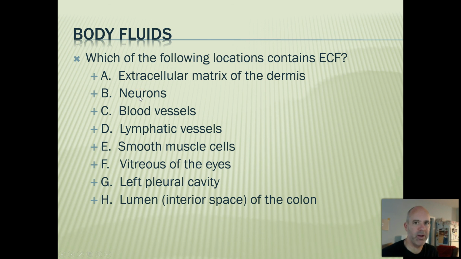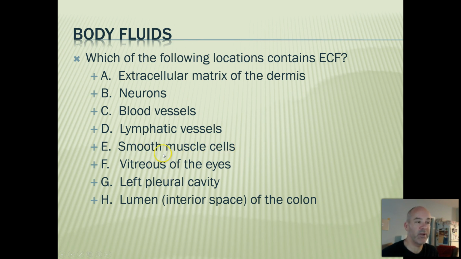How about a neuron? Where would you find a neuron? A neuron is a cell type in nervous tissue. So the fluids inside a neuron are not going to be classified as ECF. Those are going to be ICF, or intracellular fluids. How about blood vessels? Yes, we have ECF there. Lymphatic vessels? Yes. Smooth muscle cells? No, that's going to be ICF.